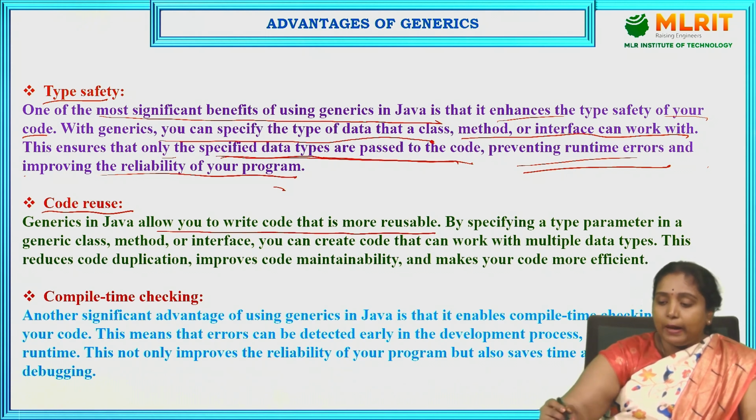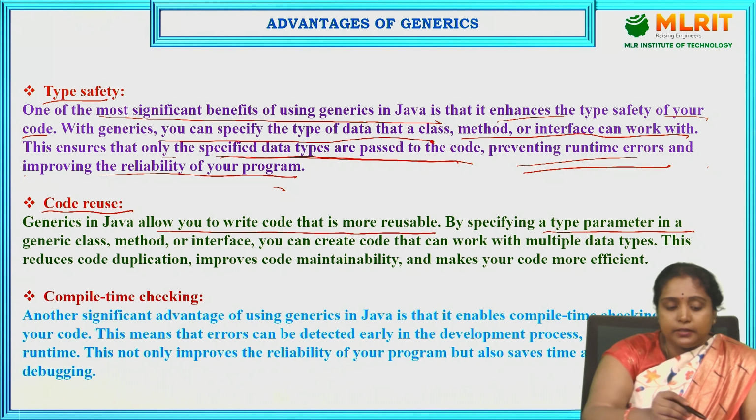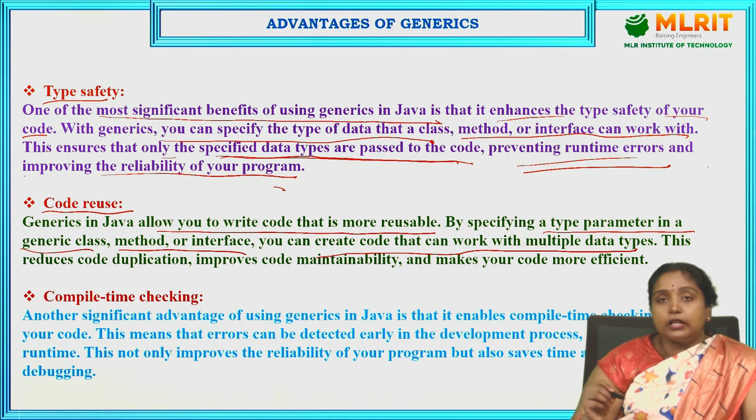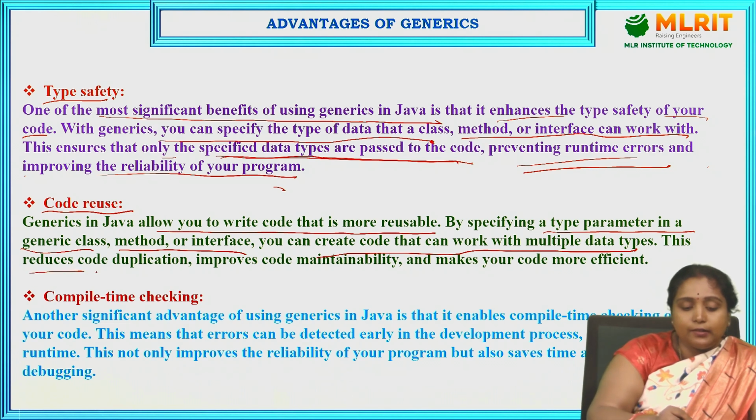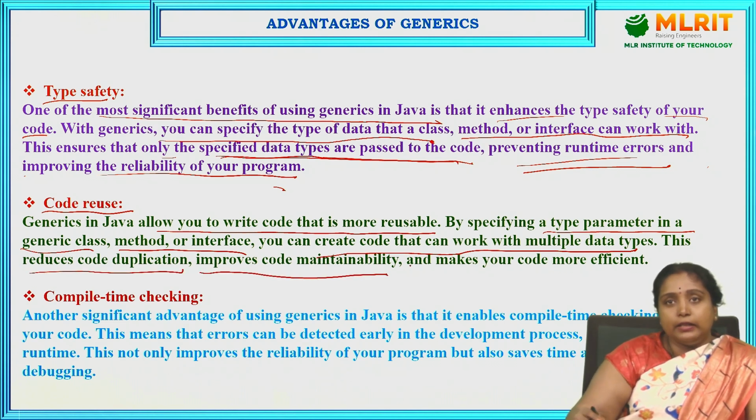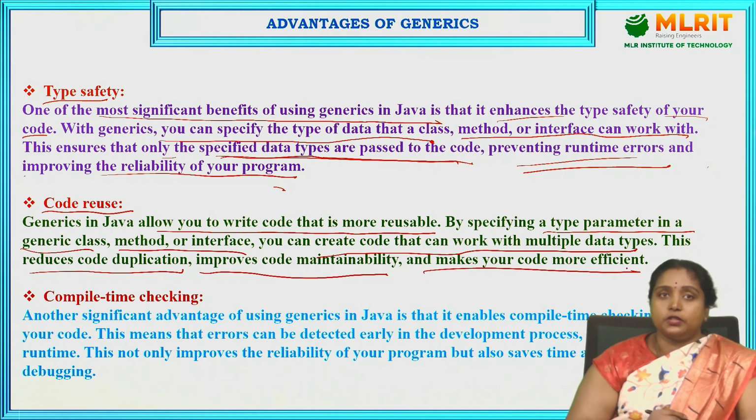By specifying a type parameter in a generic class, method or interface, you can create code that can work with multiple data types. This reduces code duplication, improves code maintainability and makes your code more efficient.